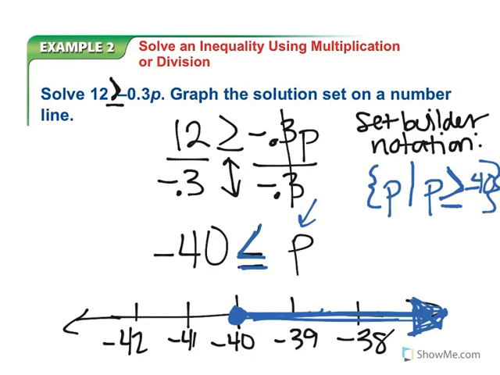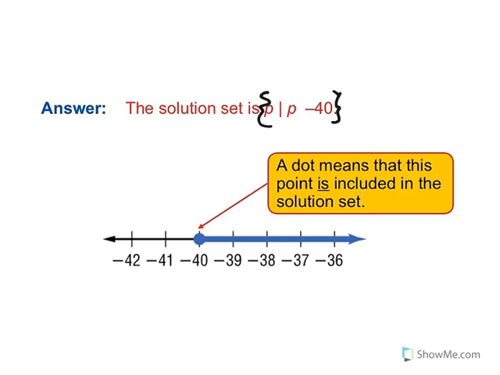And this is the proper way to show your work and show your answer. So it's cleaned up a little bit here. The solution set is p such that p is greater than or equal to negative 40, and the dot this time means that it is included, and we knew that because there was a line underneath our inequality sign. Okay, so now you try an example.